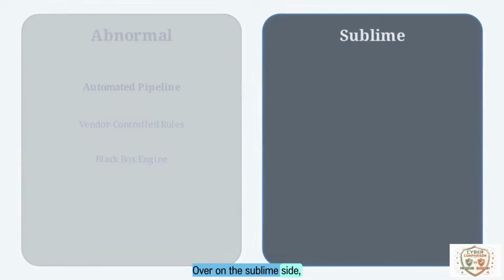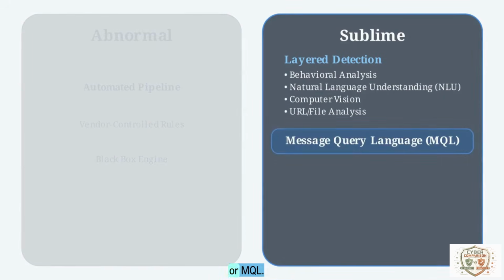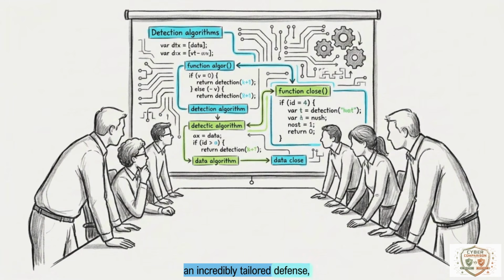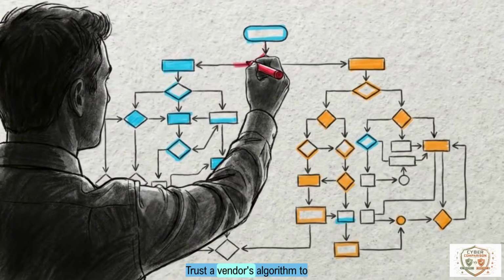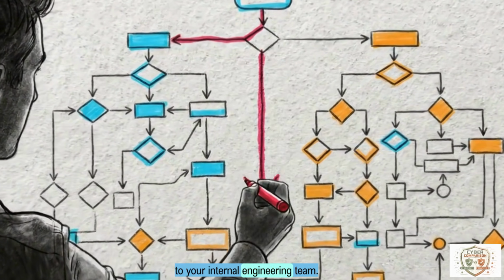Over on the Sublime side, the approach relies on layered detection powered by their message query language, or MQL. This enables your security engineers to write, review, and deploy custom detection rules specific to your organization, managing the entire process through standard Git workflows. You get an incredibly tailored defense, but you have to employ the dedicated, mature detection engineers required to build and maintain it. This forces a choice: trust a vendor's algorithm to handle the heavy lifting, or hand an open canvas to your internal engineering team.